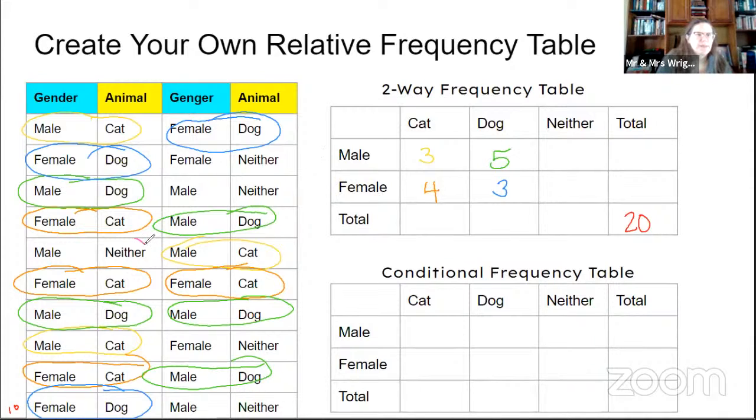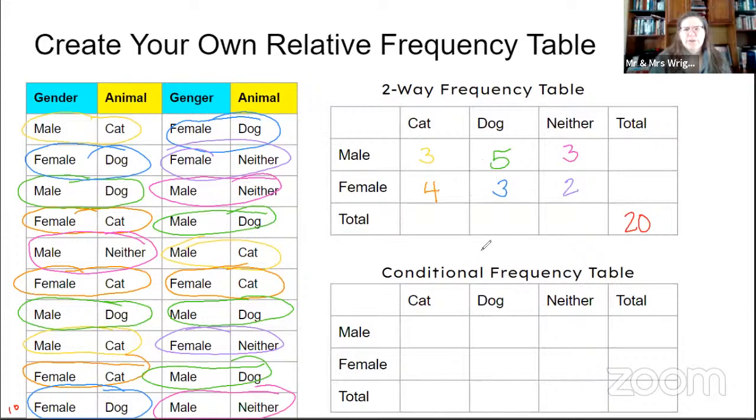So let's look at male. There's 1, 2, 3 males who prefer neither. And then let's see if I have another color here. That's kind of a different color. 1, 2 females who have no preference. Okay, so we've gotten started filling out our two-way frequency table.